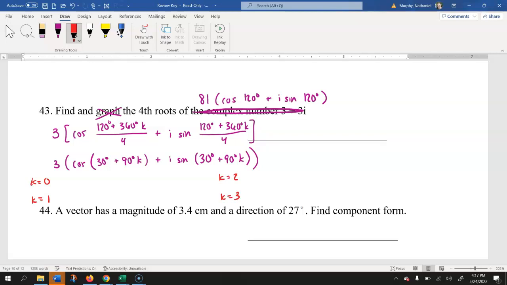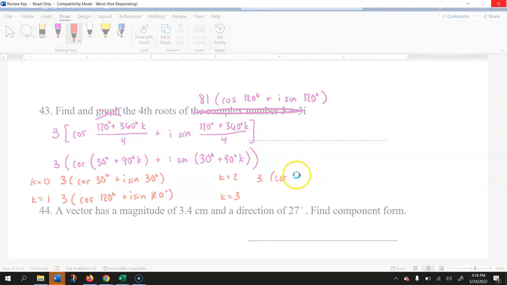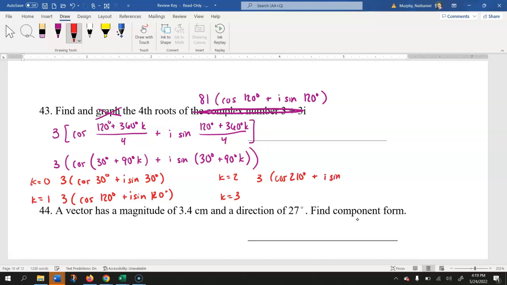I always start with k equals 0. So we have 3 times the cosine. If I put 0 in there for k, 90 times 0 is 0, plus 30 would be 30 degrees. If we do it for 1, we'd end up with 90 times 1 is 90, plus 30 is 120 degrees. And when we put 2 in there for k, we'd have 180, so plus 30 would be 210. So we'd have 3 times the cosine of 210 degrees plus i sine of 210 degrees. And then lastly, when we put 3 in there, we'd end up with 300 degrees. So it'd be the cosine of 300 degrees plus i sine of 300 degrees.